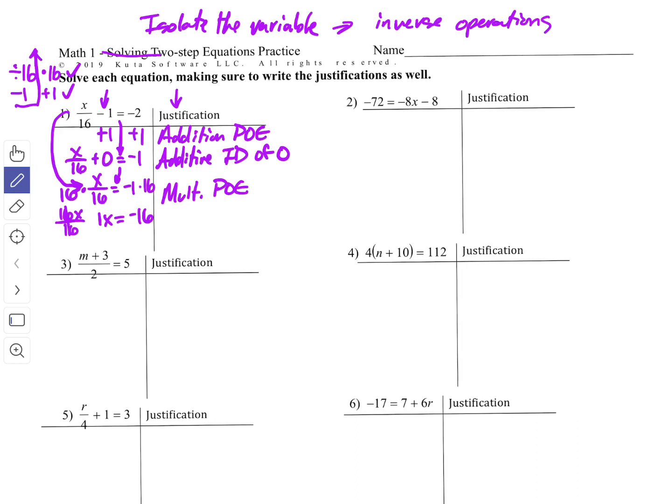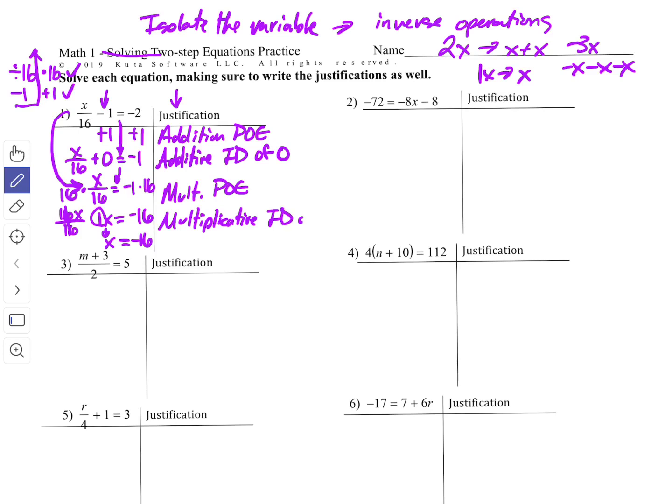Now we can drop that 1, because remember, the number in front of the x tells us how many x's there are. If we had 2x, that's really x plus x. If I have -3x, that's -x minus x minus x. So 1x is just x. So we can drop that to become just x equals -16. And we use that multiplicative identity property of 1 to do that.